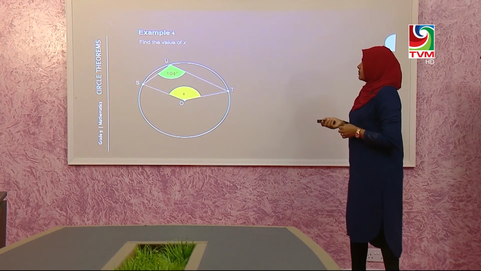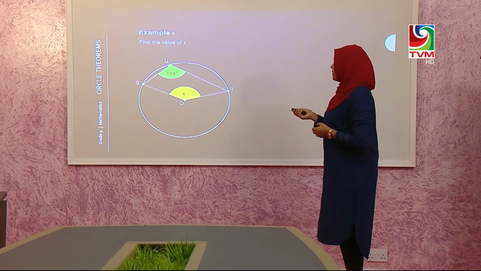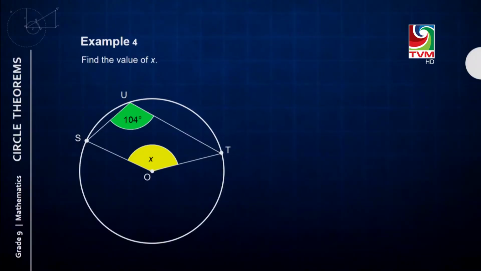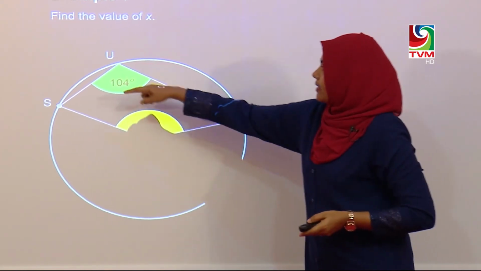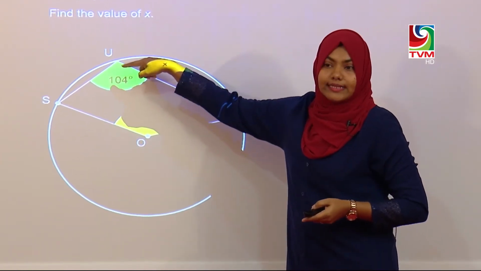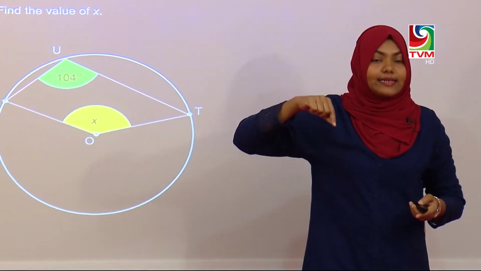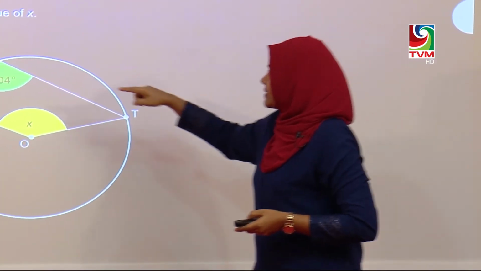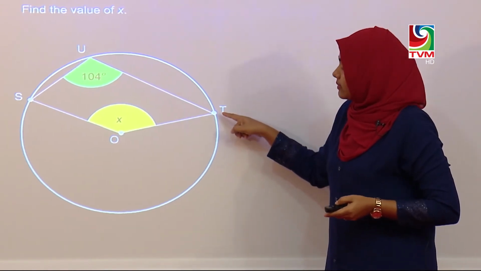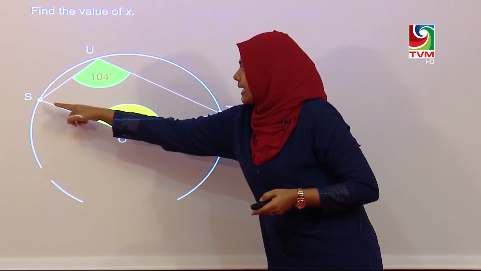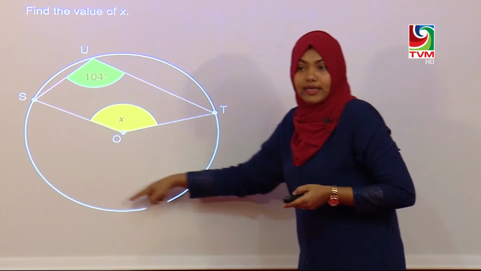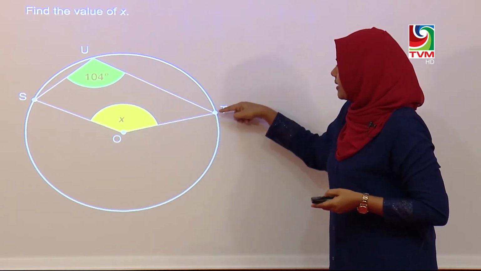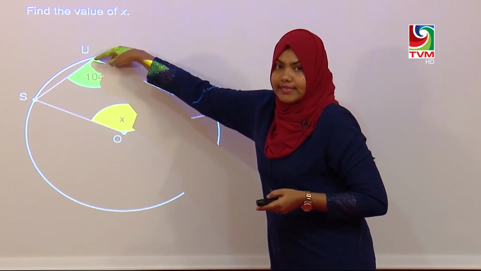From this theorem, this is the last example. Most of the students get confused identifying the circumference, where this is the circumference. SUT is the angle here, it is the angle in the circumference. To identify the center angle, you have to always look at the arc here. The arc is ST. This is the arc, it is the major arc. From the arc, you are finding the circumference. It is touching the circumference.